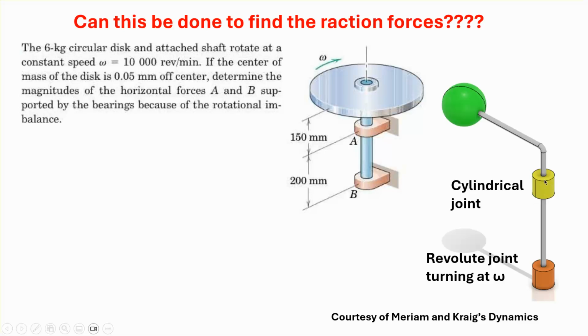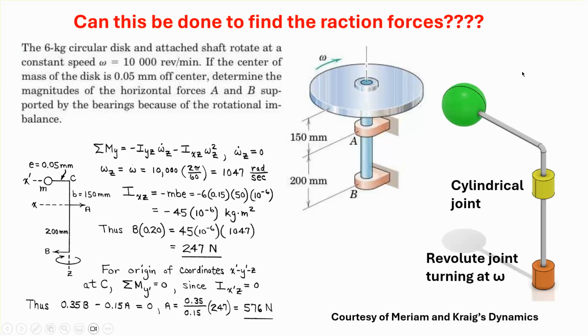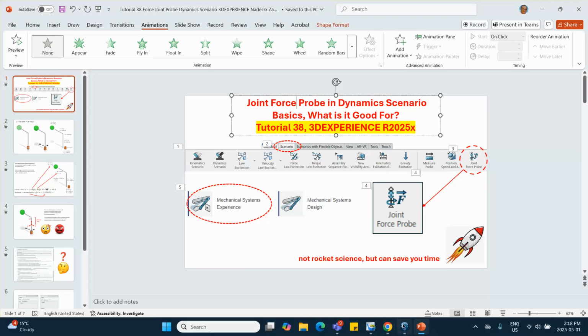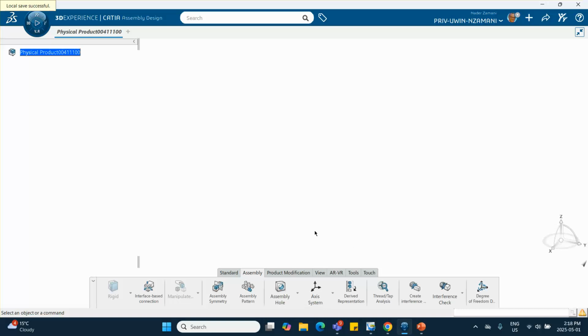You create another cylindrical joint here, and it works, except that you will see if you try to do this problem the way I described in the present tutorial, you're not going to get the reaction forces at this point. Anyway, here's a solution out of Meriam in case you want to try things, but I can tell you that it didn't work. All right, so let's go ahead here and we're going to make these things.